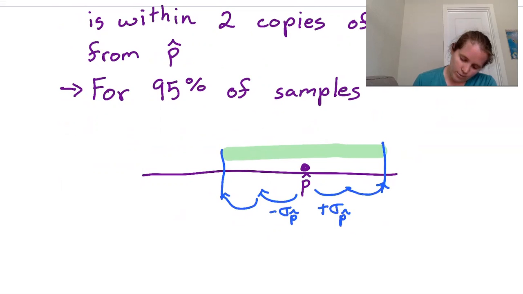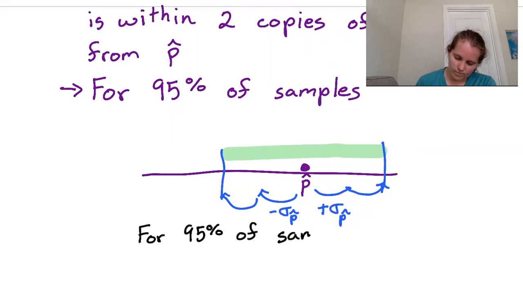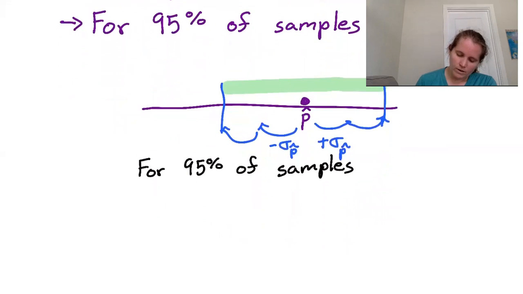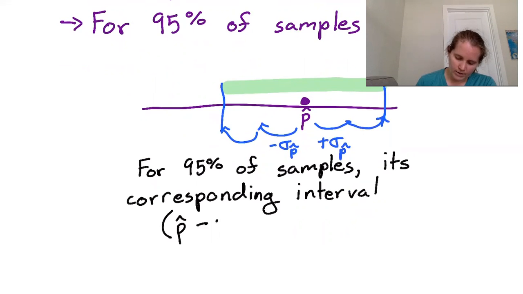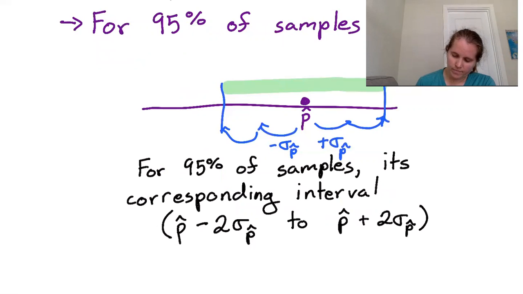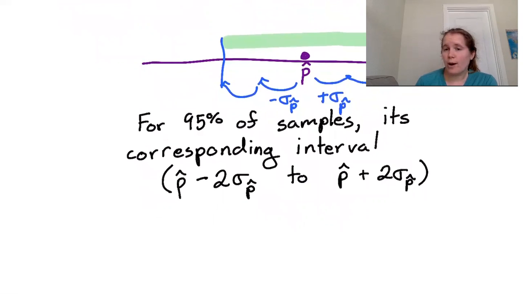So for 95% of samples, its corresponding interval, which will be p-hat minus 2 copies of sigma sub p-hat to p-hat plus 2 copies of sigma sub p-hat, will contain the true population proportion.